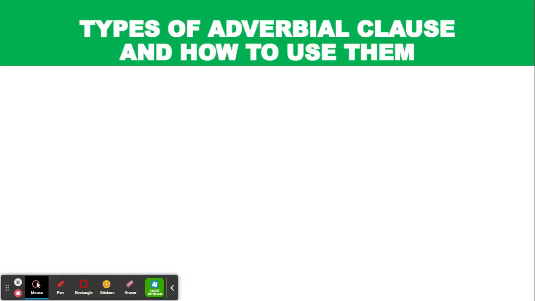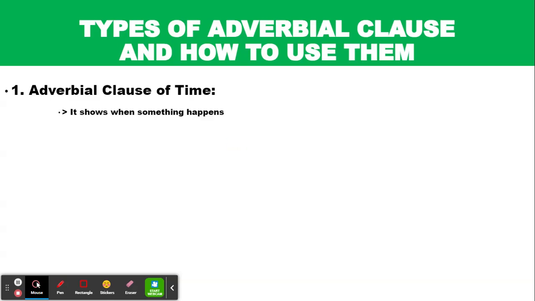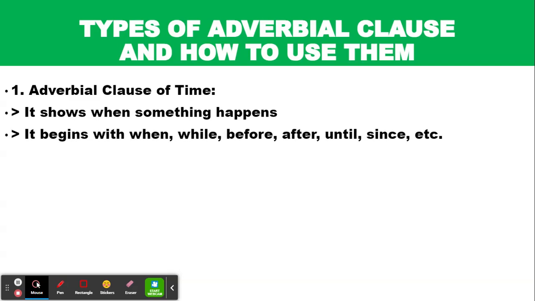So let's now move on. Types of adverbial clause and how to use them. Let's begin to look at them one by one. The first one is the adverbial clause of time. An adverbial clause of time shows when something happens, okay? And it begins with when, while, before, after, until, since, and so on and so forth.